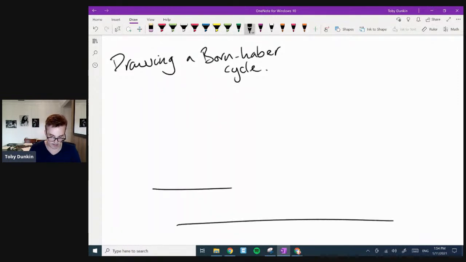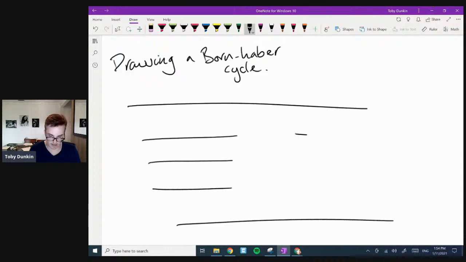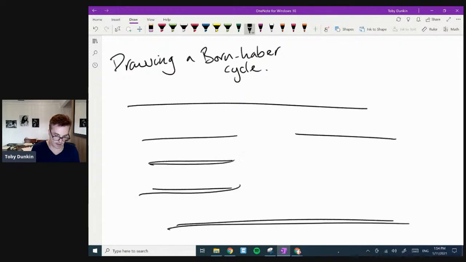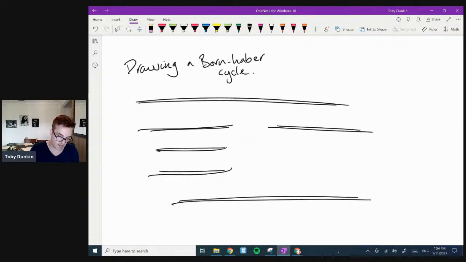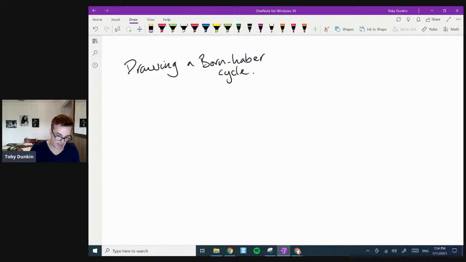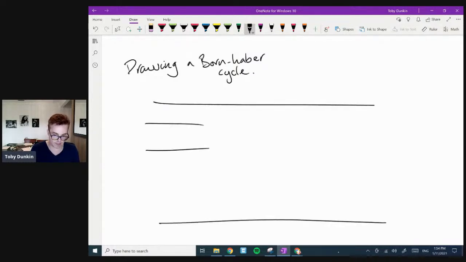Line, line, line, line, line, line, line. There you go. That's it. Line, line, line, line, line, line. So this is called the frame method. And the way that I do it is baseline, ceiling, three on the left, one on the right. This is called the frame method.